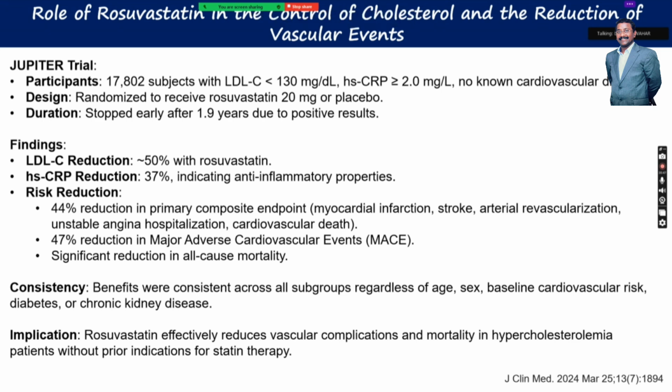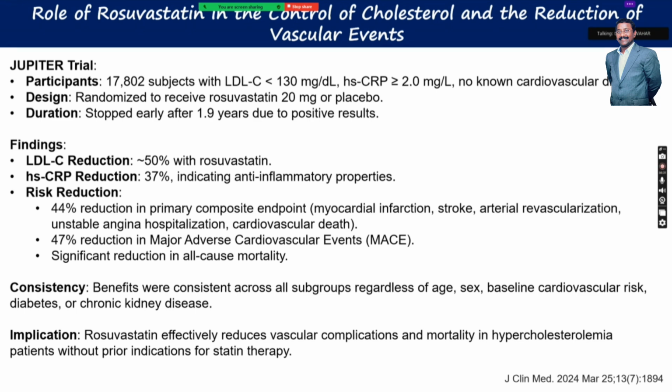Here the LDL-C reduction was 50% with rosuvastatin. High sensitivity CRP reduction was 37%, indicating anti-inflammatory properties. So rosuvastatin is not only reducing cholesterol levels, but also acts as an anti-inflammatory as far as vascular inflammation is concerned. That is the biggest advantage for our Indian diabetics and Indian atherosclerotic cardiovascular disease patients, because we have more vascular inflammation, maybe because of our obesity or, in a single word, increased metabolic syndrome. To reduce vascular inflammation, again, rosuvastatin will help you.